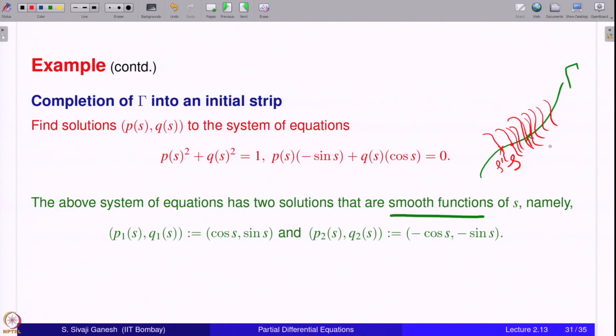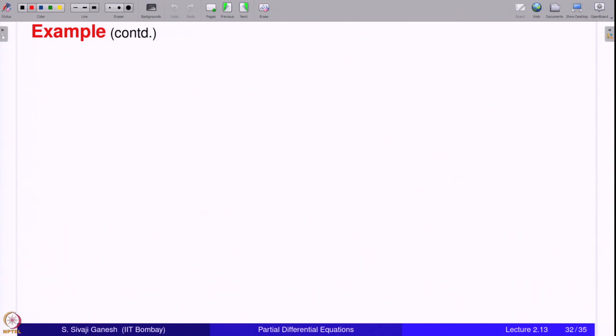That is why for F, G, H we assume C¹ functions. So, here we need to assume p(s), q(s) are also smooth functions, otherwise we do not expect it. So, that is why there are two choices for smooth functions: p1(s), q1(s) is cos s, sin s, and the other one is minus cos s, minus sin s. So, smoothness is very important. There are only two if you insist on smoothness.